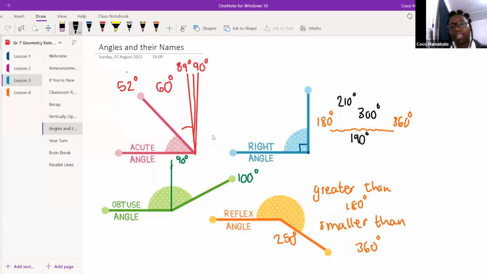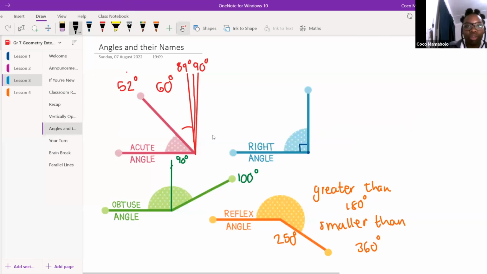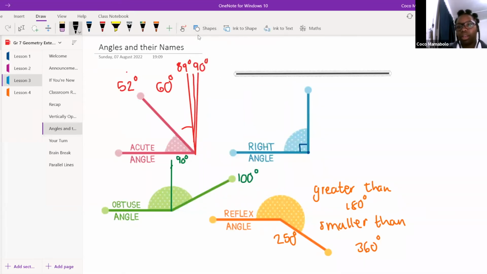Ntando says, is there not an angle called a straight angle? Yes, and it's equal to 180 degrees. You're 100% correct. So 180 degrees is a straight line. If I had to draw that, this is a 180 degree angle. Here we are. It's called a straight line.